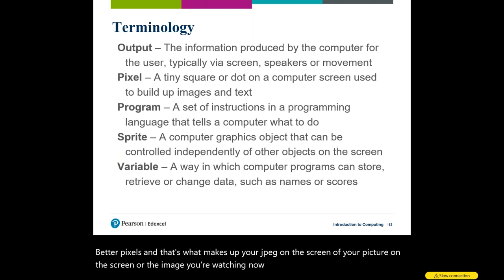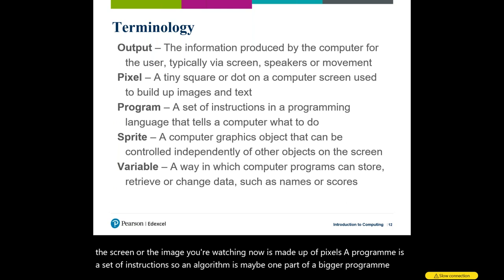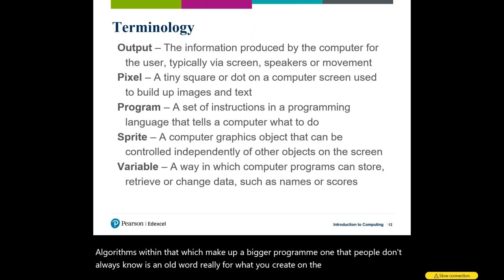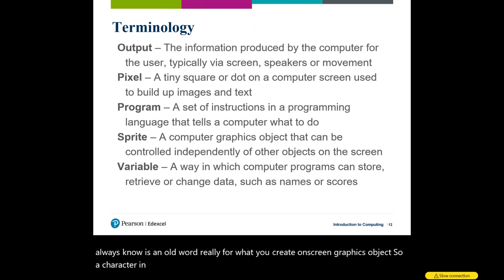A program is a set of instructions, so an algorithm is maybe one part of a bigger program. So one algorithm might make up a wider program with lots of different algorithms within that, which make up a bigger program. One that a lot of people don't always know is an old word really for what you create on a screen, a graphics object. So a character in a game or anything that moves around on the screen is called a sprite, which is kind of a cool little word.